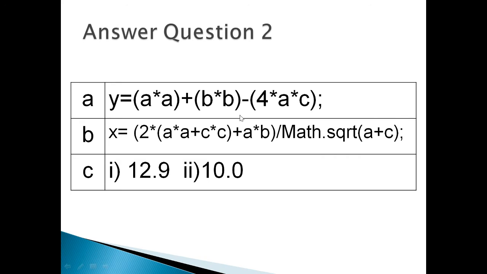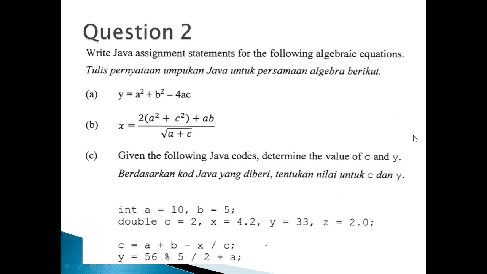So look at the answer here. Okay, x equal to, in bracket, because you need to solve this top first and then divide by math.sqrt a plus c, and then others also in bracket, a times a plus c times c. Okay, I hope you can understand this statement.